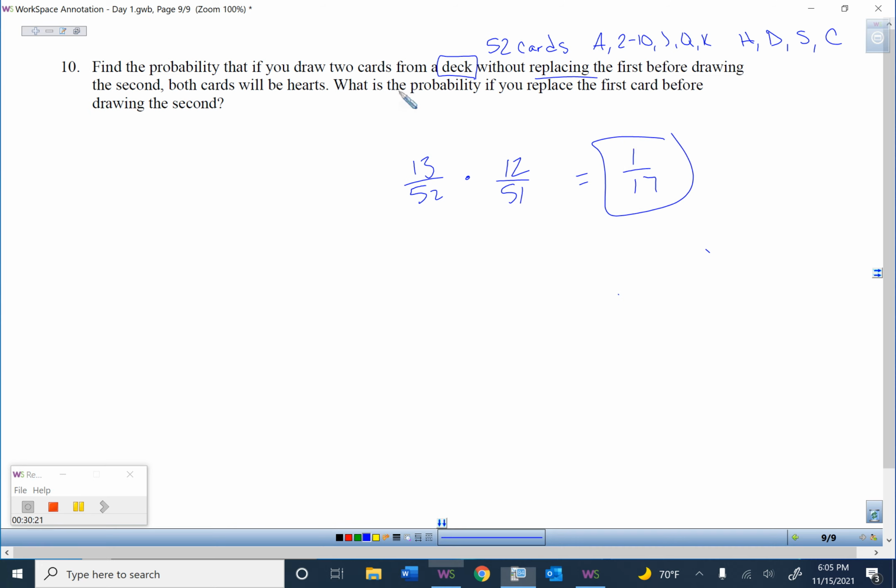Then it says what is the probability if you do replace the first card. So that's our 13 over 52 with replacement. Remember, you can use powers if it's helpful. Okay, I think it's helpful for this one because I know it's 1/4 squared, which is 1 over 16. Okay, so when you're putting the card back, you're a little bit more likely to get that second heart.